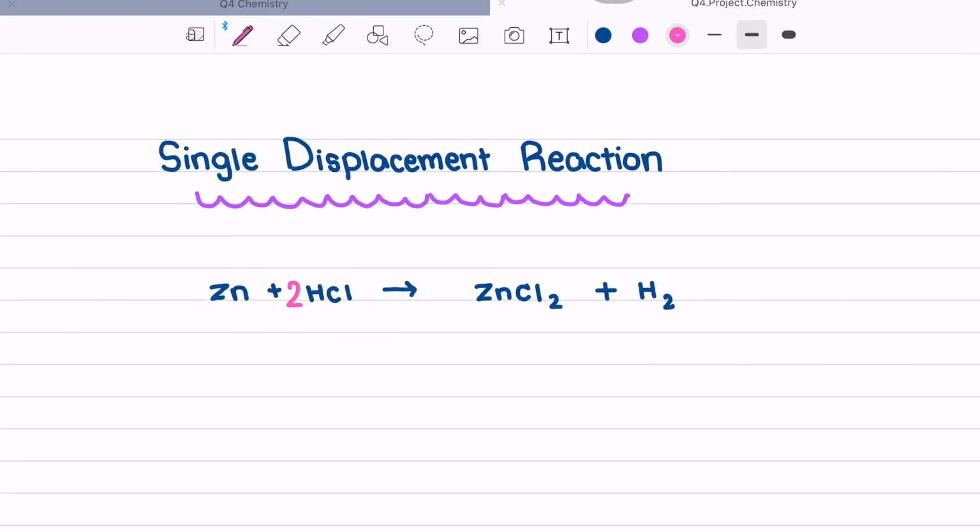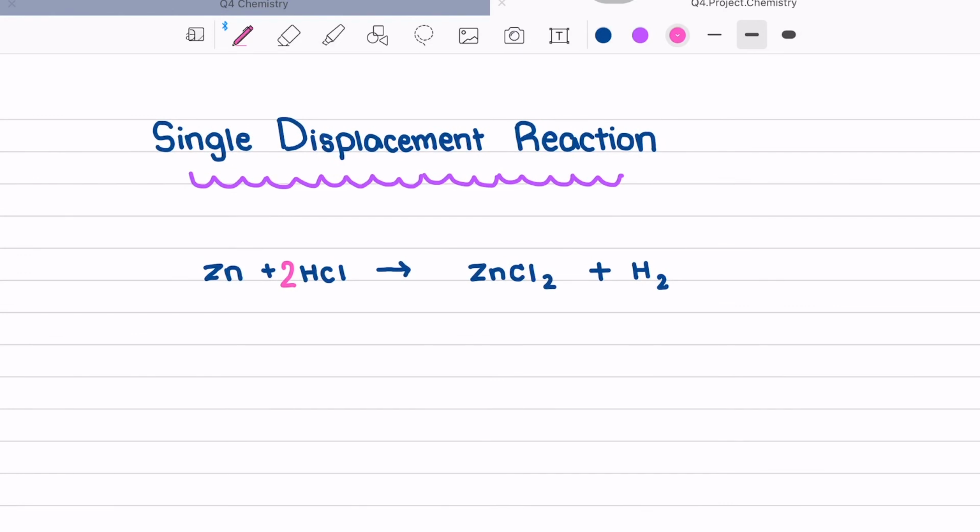According to the activity series, since Zn is more reactive than H, it is able to replace H. Because as you can see, at first Zn is alone, right? But after the reaction, it switches places with H. So now H is alone.